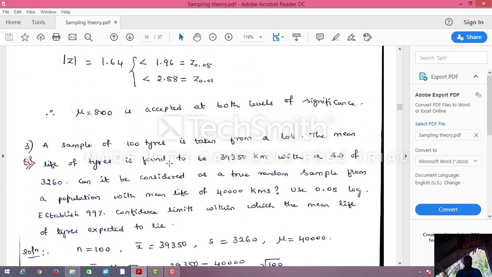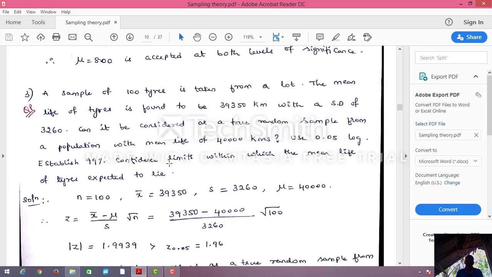Right. One more problem I am looking at here. A sample of 100 tires is taken from a lot. The mean life of tires is found to be 39,350 kilometers with a standard deviation of 3,260. Can it be considered as a true random sample from a population with mean lifetime 40,000 kilometers?